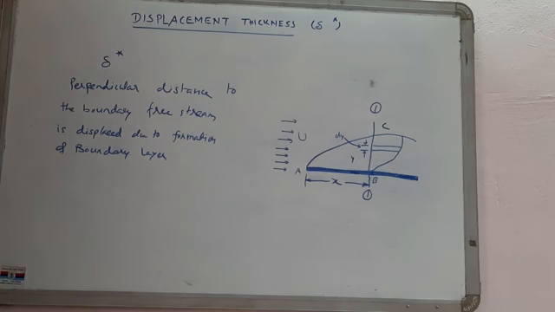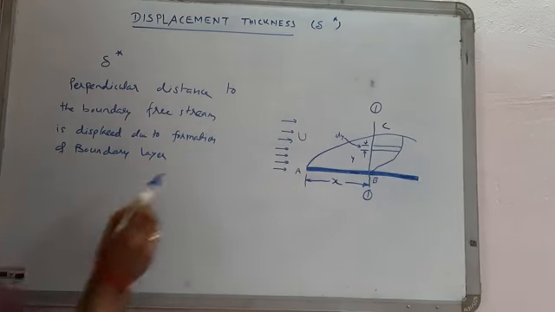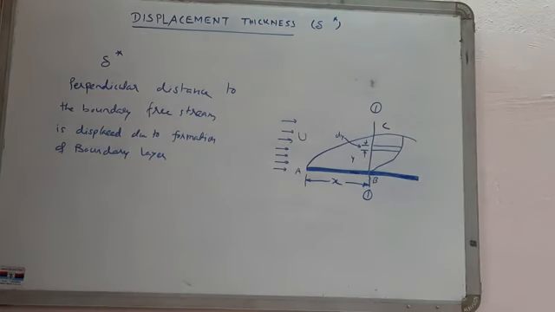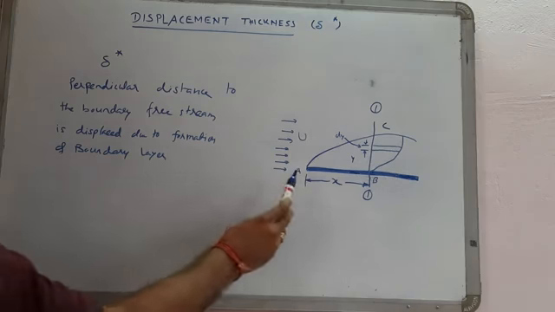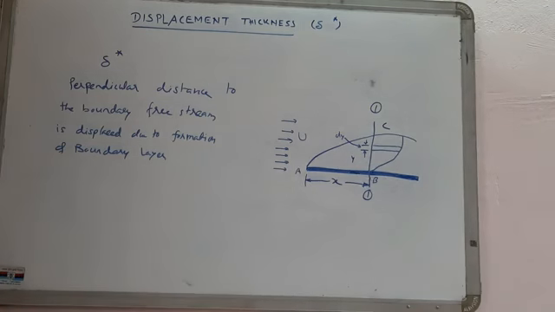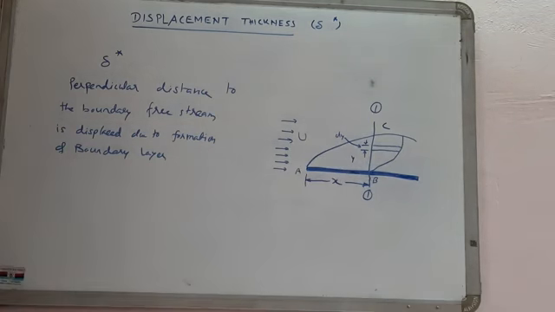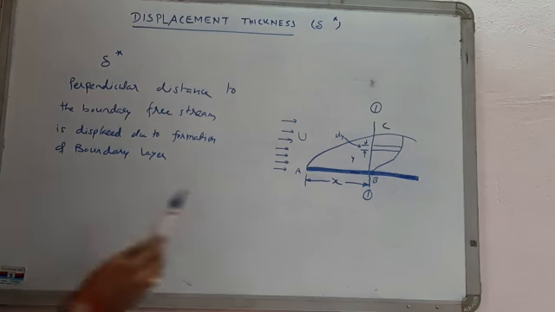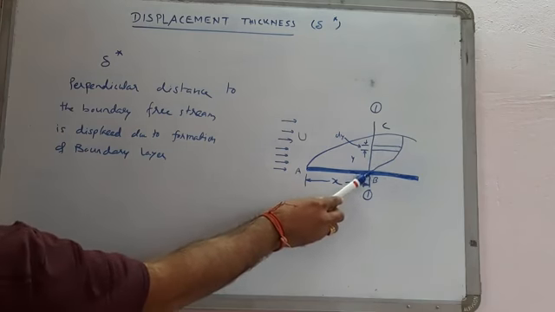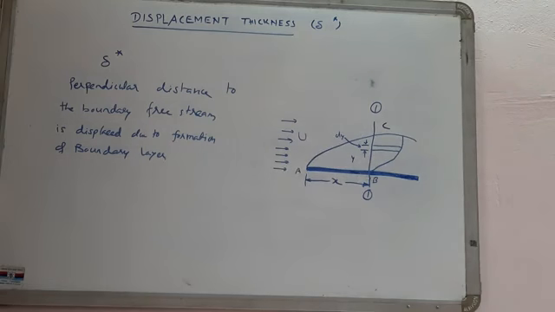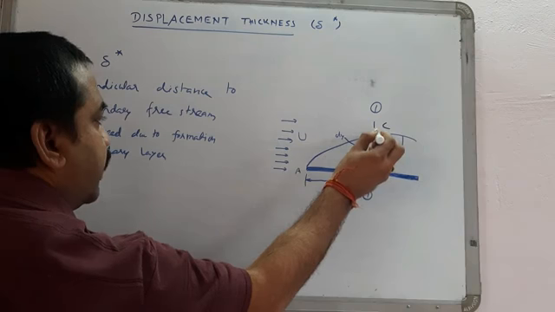Consider the flow of fluid having free stream velocity U over a thin smooth plate as shown in the figure, at a distance x from the leading edge. Consider section 1-1. The velocity of fluid at B is 0, and at C, which lies on the boundary layer, is U.